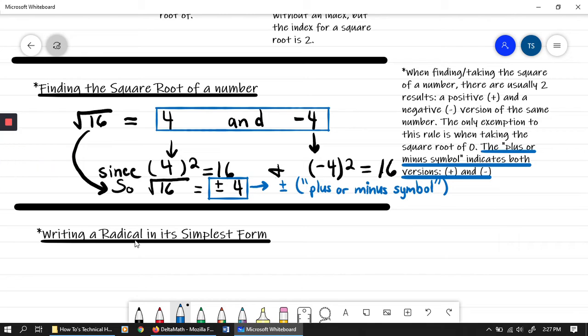So next we're going to talk about writing radicals in simplest form. A lot of the Delta Math problems, and I know on your final exam that you're going to take, it's more than likely going to ask you to write your answers, at least the results for radical expressions, in simplest form, and so we're going to talk about how to do that.